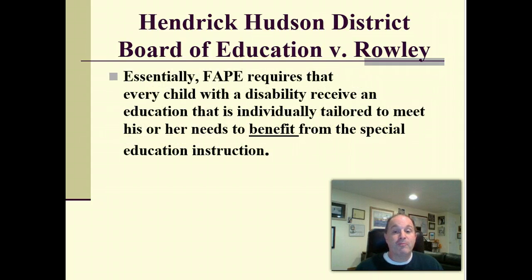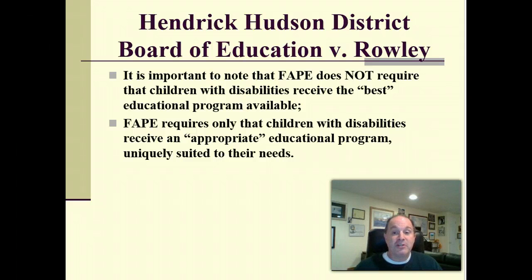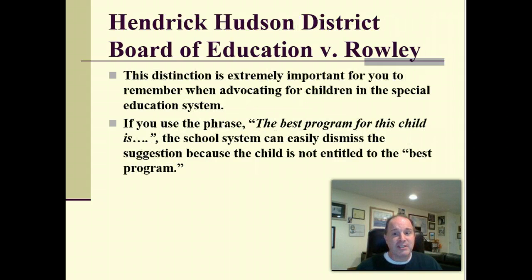So essentially, a free appropriate public education requires that every child with a disability receive an education that is individually tailored to meet his or her needs to benefit from the special education instruction. Again, benefiting from instruction. So it's very important here to note that a free appropriate public education does not require that children with disabilities receive the best educational program available. A FAPE requires only that children with disabilities receive an appropriate educational program uniquely suited to their needs. So an appropriate education does not mean a best education, okay? It's an education that provides benefit to the child. Now, this distinction is extremely important if you're advocating for a child in the special education system.